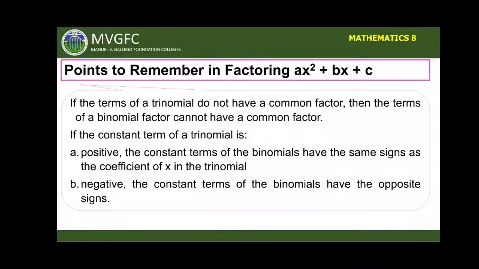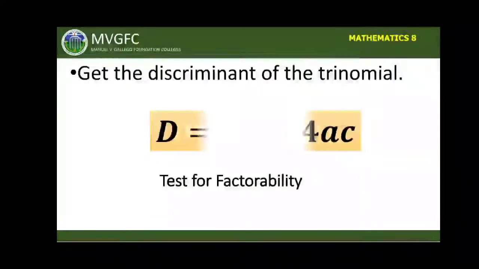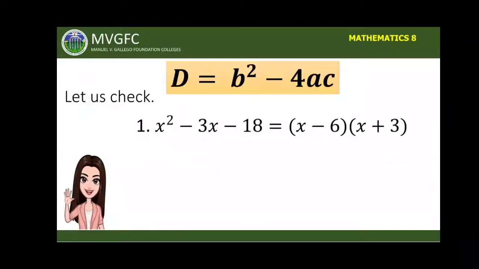Okay, so to test the factorability of the trinomial, we can get the discriminant of the trinomial. So the discriminant stands for b squared minus 4ac. Okay, the discriminant is equal to b squared minus 4ac. Now, let us check our answer in number 1. In our number 1 example, we have x squared minus 3x minus 18.